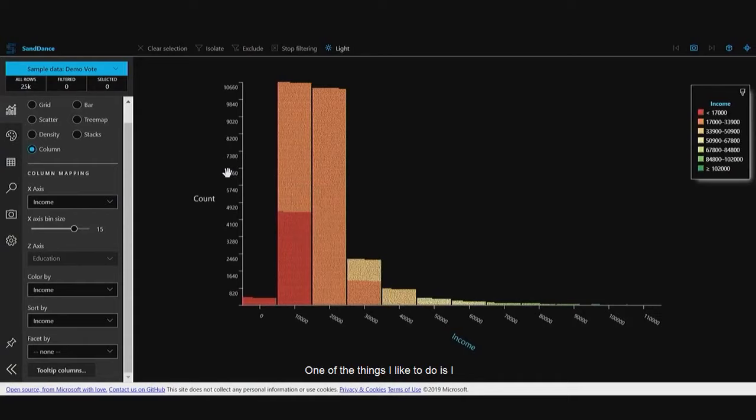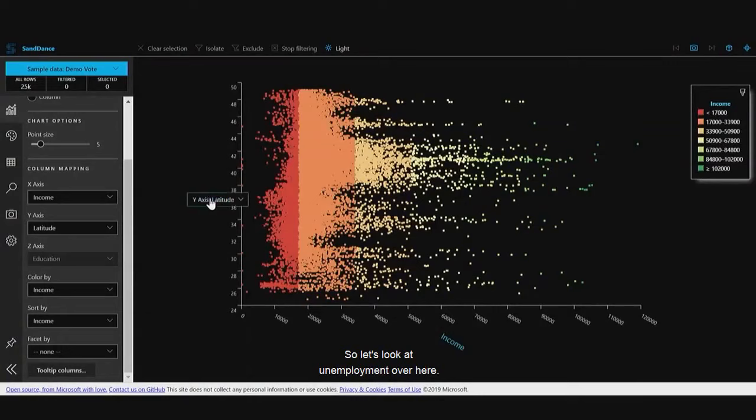One of the things I like to do is look at the relationships. Let's explore this a little bit more. So if we look at the scatter plot of this, one of the things I like to look at is the unemployment rates on this axis. So let's look at unemployment over here.